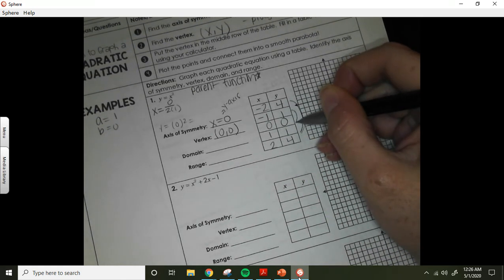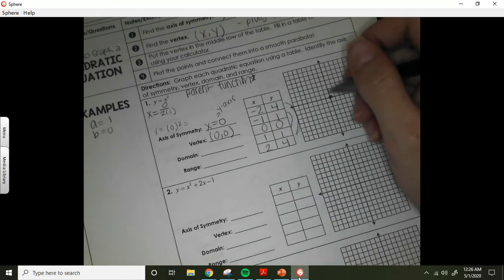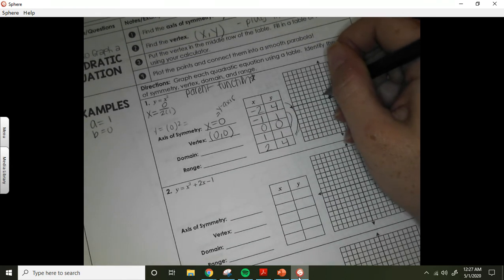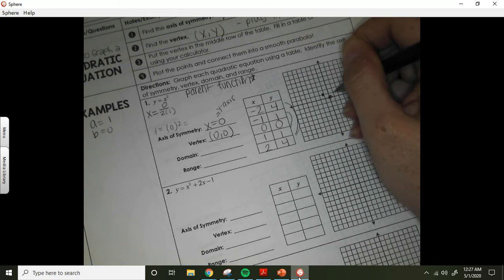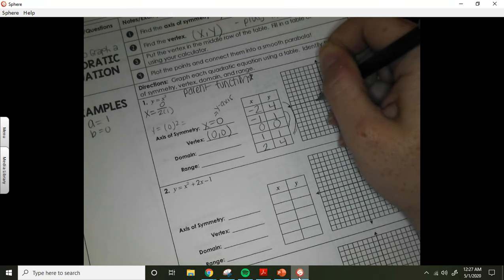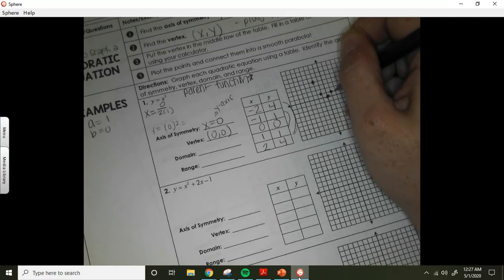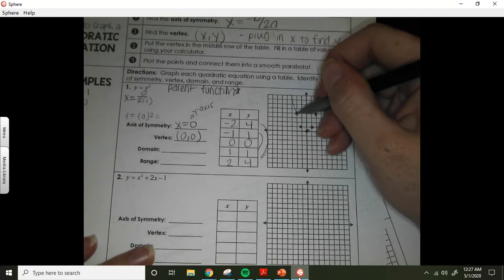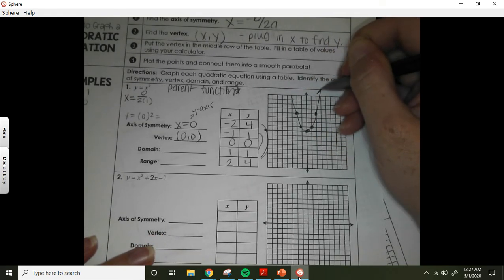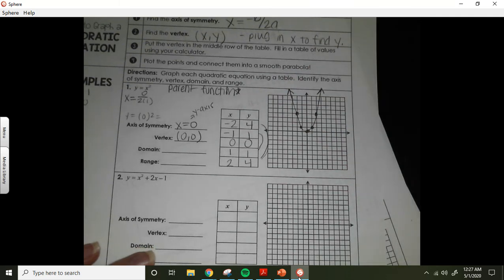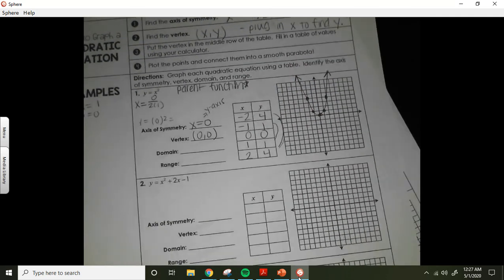Okay, so we've got negative 1, 1. We've got 1, 1. And we've got negative 2, 4, counting 1, 2, 3, 4. And we've also got 2, 4, 1, 2, 3, 4. So this is our parabola. You've got to connect these points, and that's it.